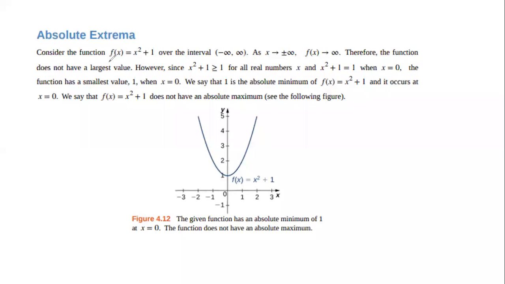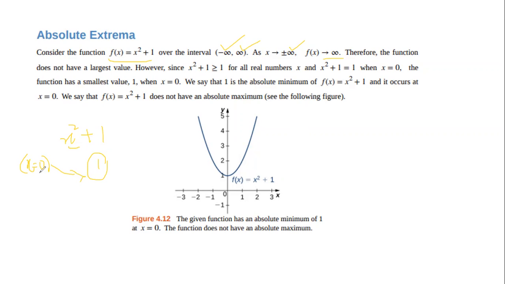Consider a function f of x equal to x squared plus 1 over the interval of negative infinity to positive infinity. As x approaches positive or negative infinity, f of x goes to infinity. Therefore, the function does not have a largest value. However, since I have x squared plus 1, the least value occurs when x equals 0. So it would be 0 squared plus 1.